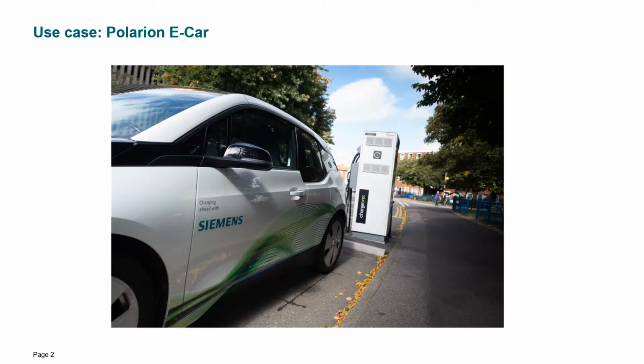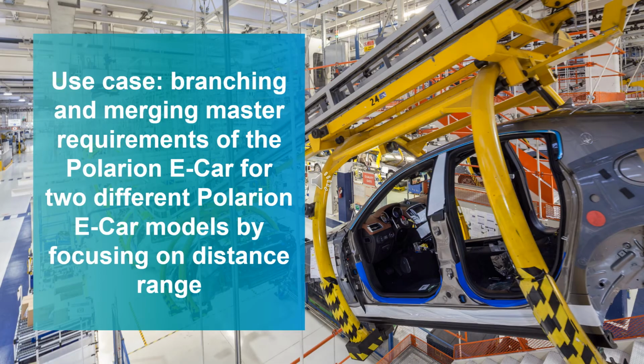First of all, let's take a specific use case for this tutorial. Let's talk about the new Polarion eCar. What we would like to do in this tutorial is branch and merge master requirements of this Polarion eCar for two different new Polarion eCar models by focusing only on the requirements of distance range.